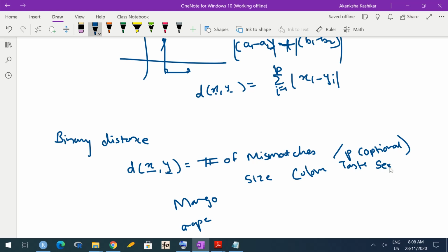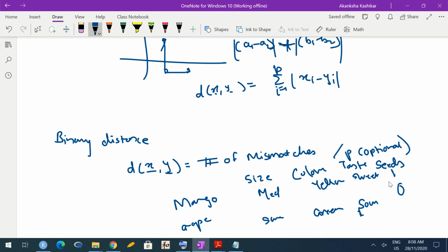How many seeds do they have? Okay, so suppose size, this is medium, this is small; color, this is yellow, this is green; taste, this is sweet, this is mostly sour; number of seeds here is 1, number of seeds here is 0. Okay, if I am assuming seedless grapes.